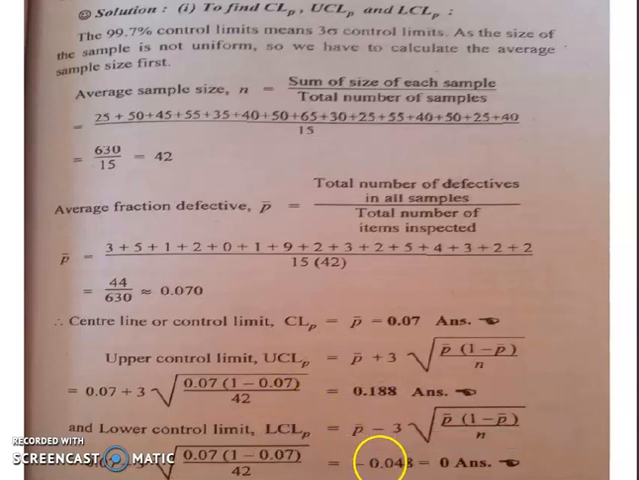You get minus 0.048. If you get a negative value, you have to take it as 0, because attribute data is data obtained by counting. When you count the data, you won't get a negative value. Minimum you will get 0. If nothing is there, you will get 0. So you have to assume that as 0.